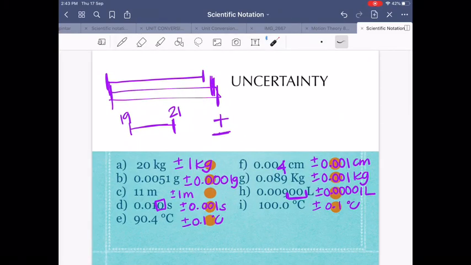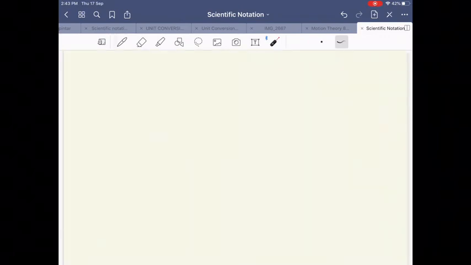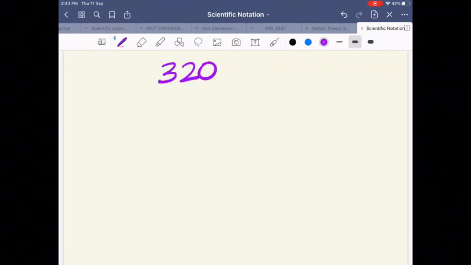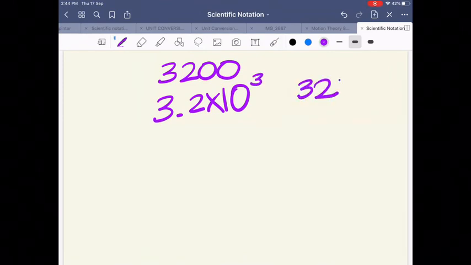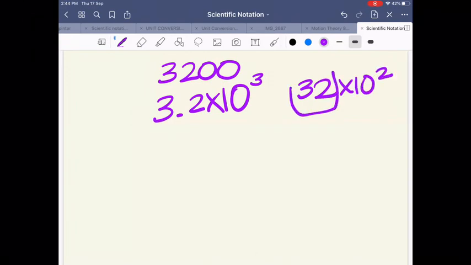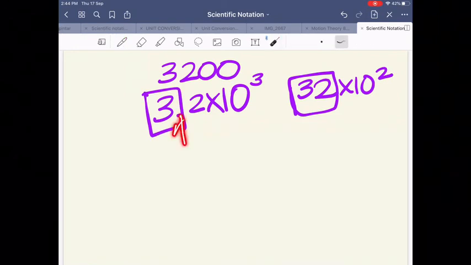Okay, then I will skip to scientific notation. It's important to remember the 1-digit rule. For example, if I have 3,200, the way I will write it is 3.2 times 10 to the, if I have my decimal point here, you have 1, 2, 3 to the third power. You cannot put 32 times 10 to the second power. This is not accepted. I need 1 digit before your decimal point.